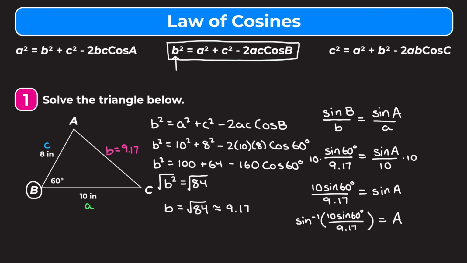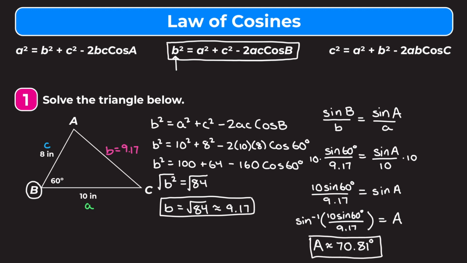And now I'm going to go ahead and just put this left side into my calculator. And if you do that, you should get that angle A is roughly 70.81 degrees. So let's just box what we've gotten so far. So we got side B. We know angle A is roughly 70.81 degrees. And now we can easily find angle C. So let's just write 70.81 degrees.